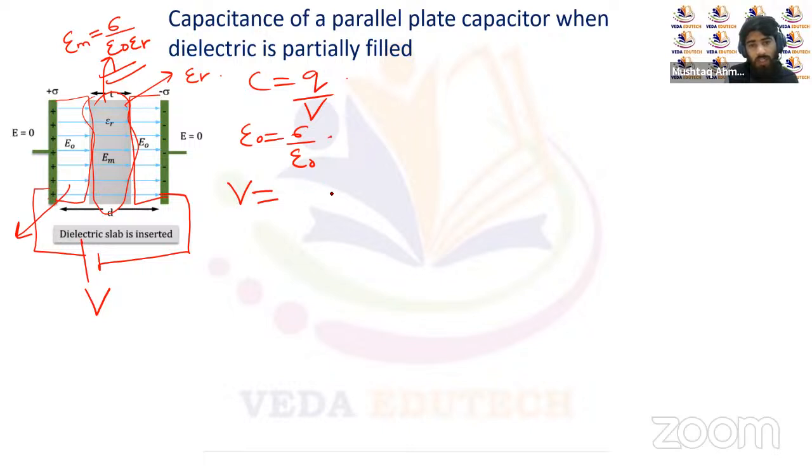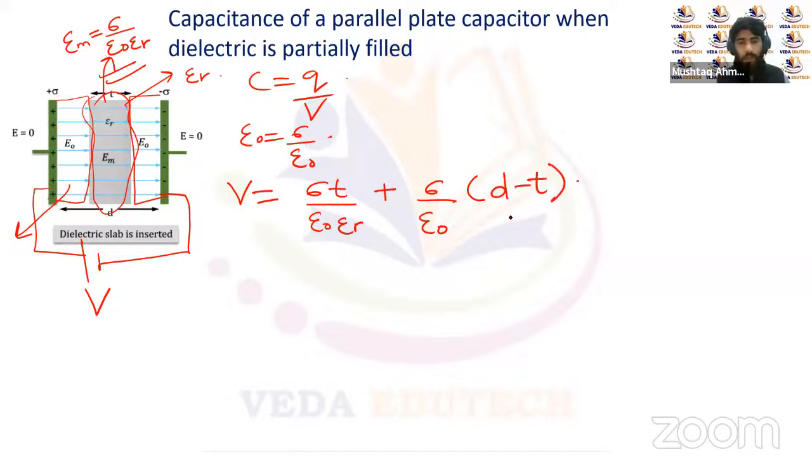We can write the potential difference across the slab as sigma T upon epsilon naught into epsilon r, and we'll be left with the potential difference across the unfilled area. That will be sigma upon epsilon naught multiplied by the distance, D minus T. So the total voltage supply is sigma T upon epsilon naught epsilon r plus sigma upon epsilon naught into D minus T.